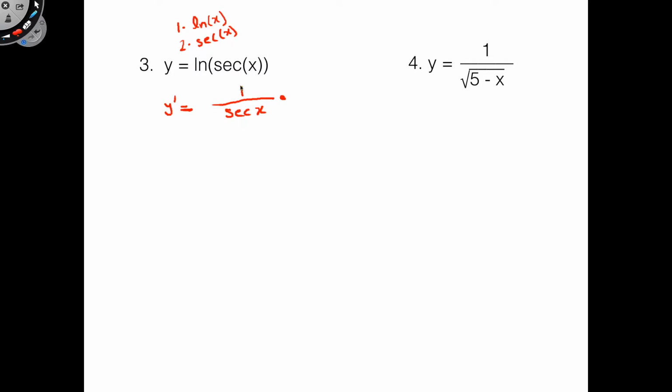And then, do you remember what the derivative of secant of x is? Well, it's secant of x tangent of x, which is something you should have memorized, by the way. And now it's just a matter of cleaning up, and the secant of x and the secant of x cancel out, so you're actually just left with tangent of x. Right? So that would be your final answer.